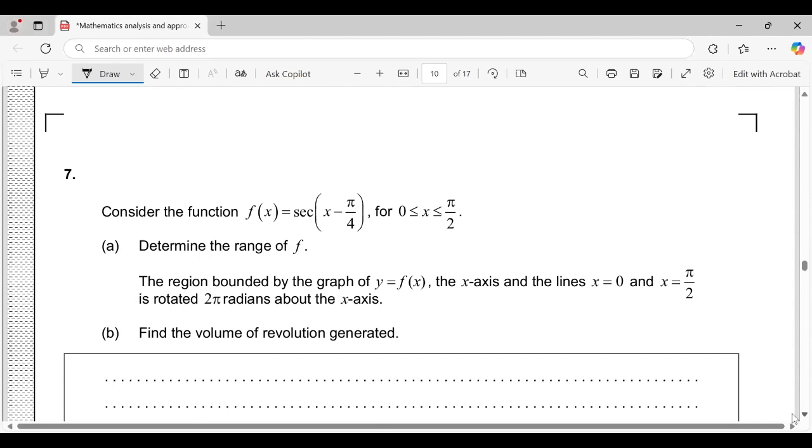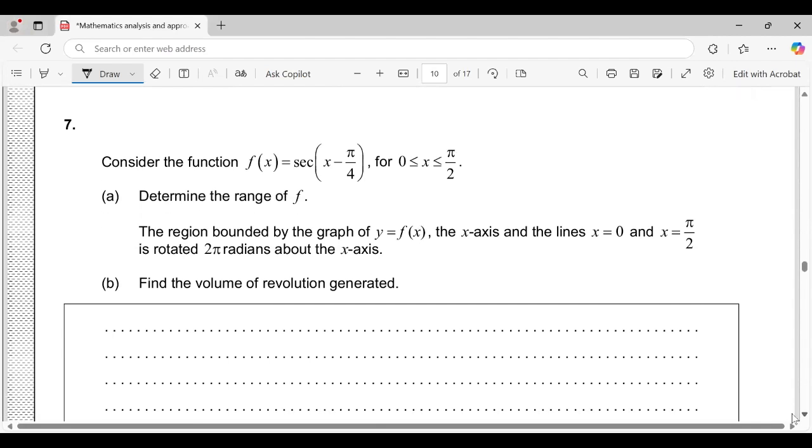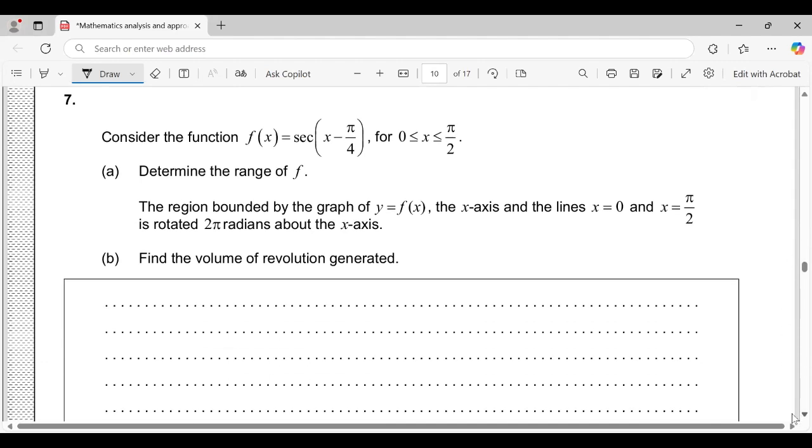Next question, number 7. Consider the function f(x) equals secant of x minus pi over 4, for the domain x in the interval 0 to pi over 2. Determine the range of f. So this is the domain of f(x).